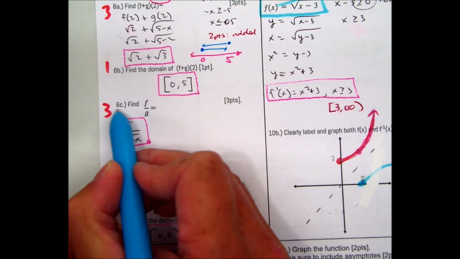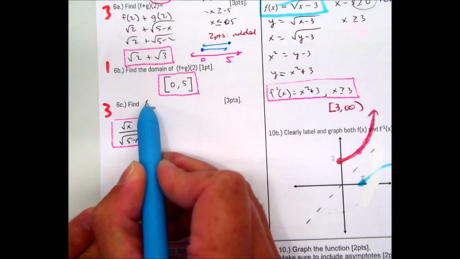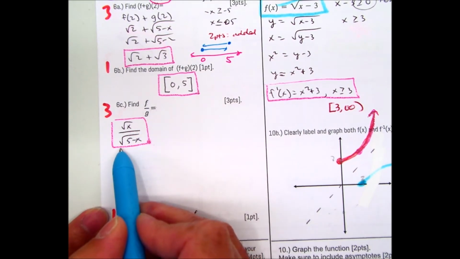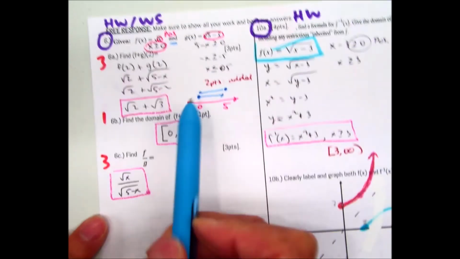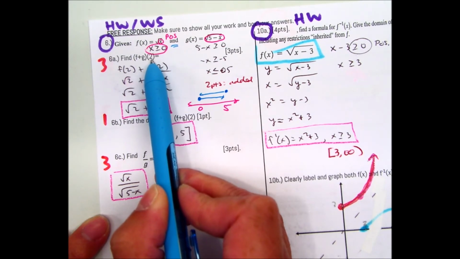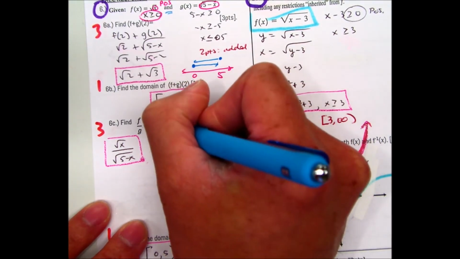Question 6c, it says find f over g, f divided by g. So I just put in my function f, which is square root of x, divided by the square root of 5 minus x. Notice how there is no parentheses here. In the last problem, there's a parentheses of 2, which tells you to evaluate, substitute that value in. Okay? But here, there is none. Another way of writing this would have been something like this.